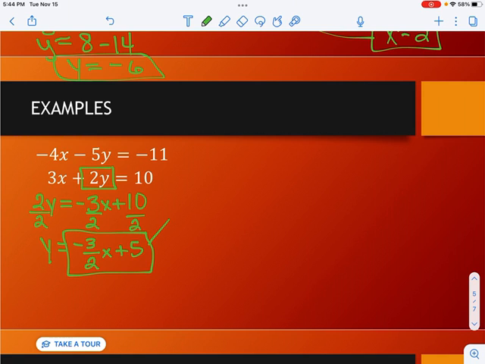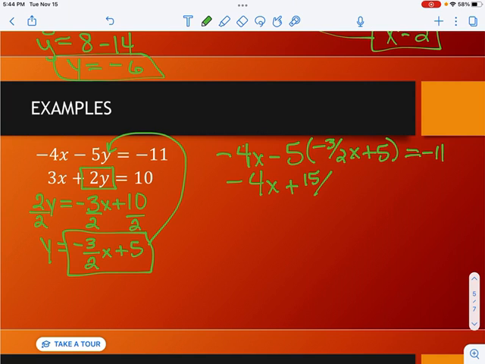I'm now going to take that and plug it in for the y. So here's what we now have: negative 4x minus 5 times negative 3 halves x plus 5, and that equals negative 11. Now I'm going to go ahead and distribute that. So I get negative 4x, negative 5 times a negative 3 halves, that's going to give me a positive 15 halves x. Negative 5 times 5 is going to give me negative 25, and that equals a negative 11.